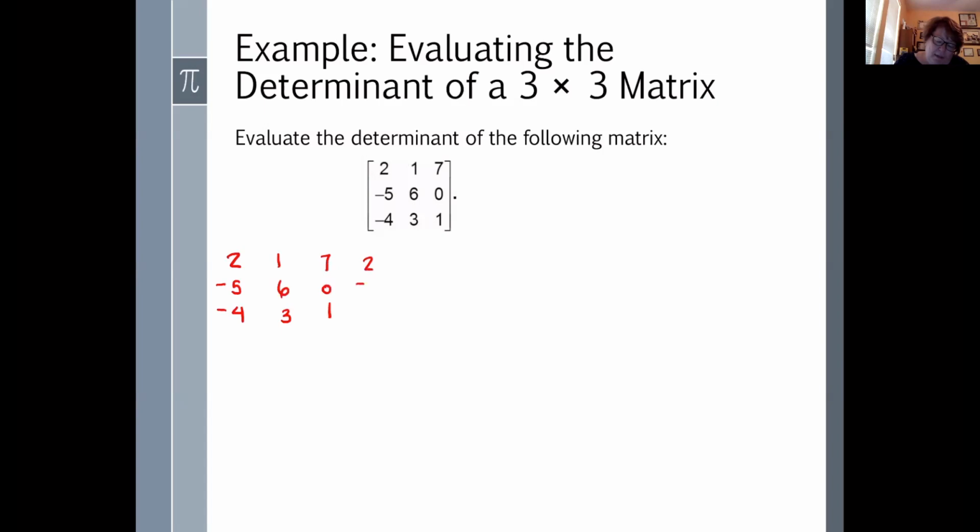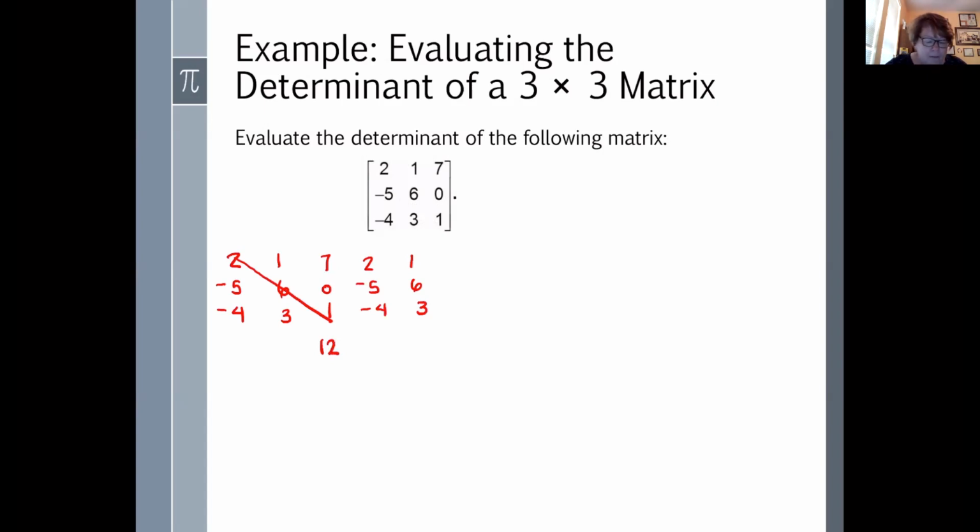And I'm going to repeat the first two columns. And then I'm going to take some products. So I'm going to start in the upper left corner and draw a diagonal. So I get 2 times 6 times 1. That's 12. I'm going to write that down.